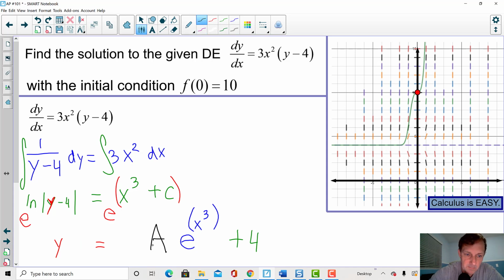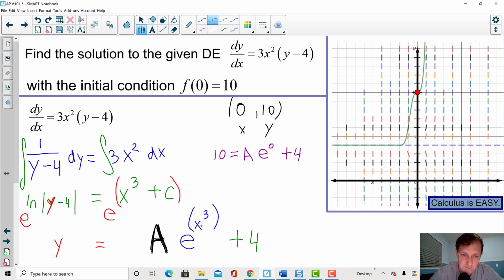I just need to plug in my point to solve for this A. This A is still a constant that we've got to figure out. So our point was 0, 10. So that's x equals 0 and y equals 10. So let's plug that in, and then we can solve for the A.